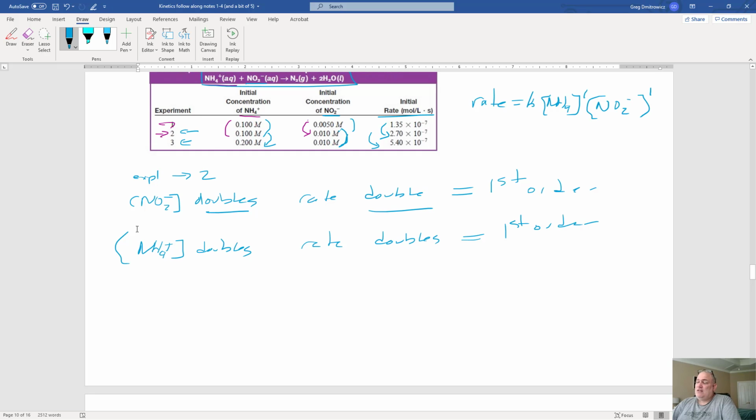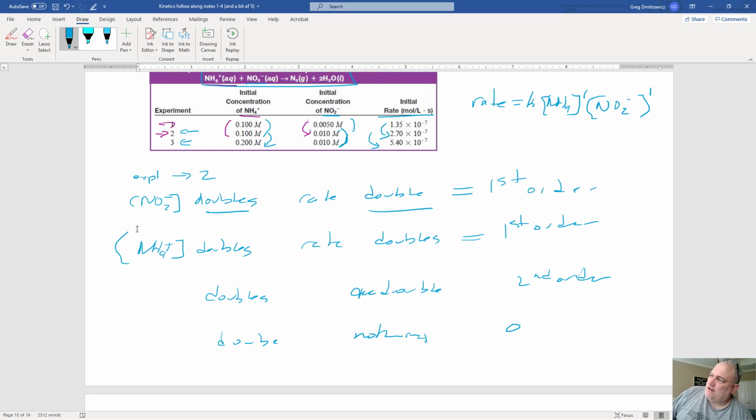What you should be aware of is that if one thing doubles and the other thing quadruples, that would be second order. And if something doubles and the other thing does nothing, that would be zero order. Obviously, it'd be good to go over in class, and we will, a few of these examples and show you how this all works.